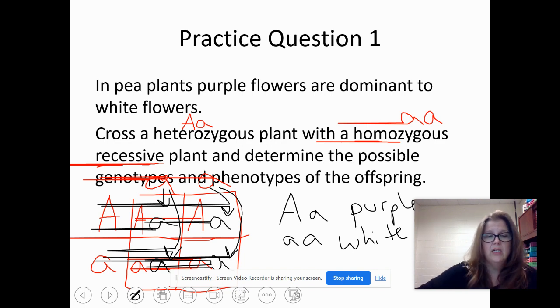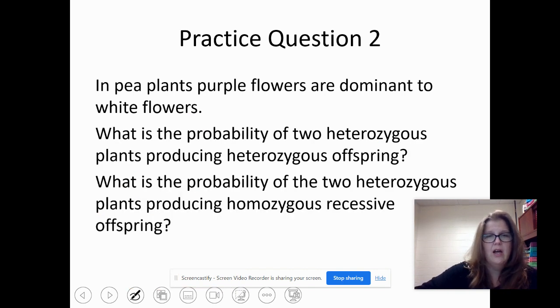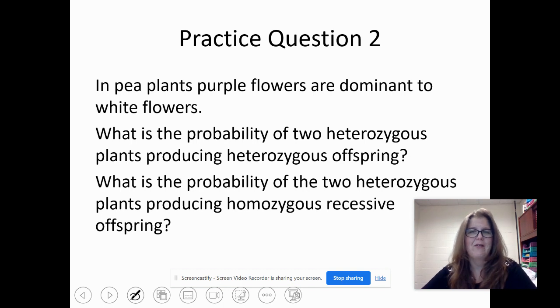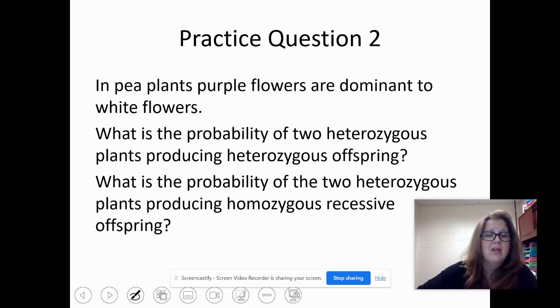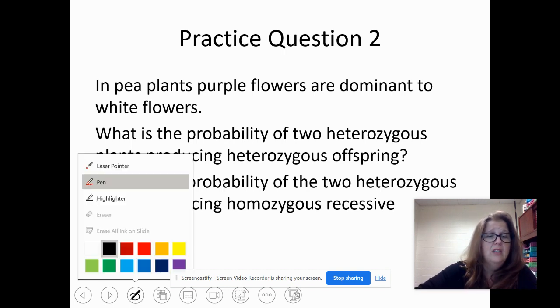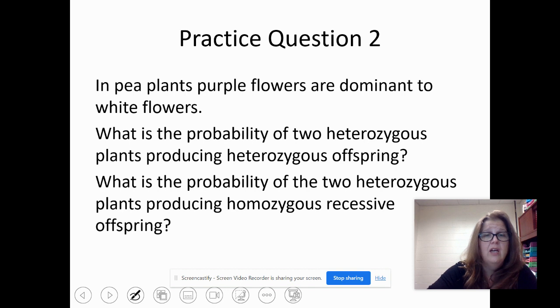Hopefully on my next slide I can write a little bit better, because I'll use my finger on my touch screen and maybe that'll be better. So we're still using the pea plants with the purple flowers being dominant to white flowers. I'm going to keep using the letter A. So again, my purple flower is the big A, the dominant allele, and white flower is going to be my recessive allele.